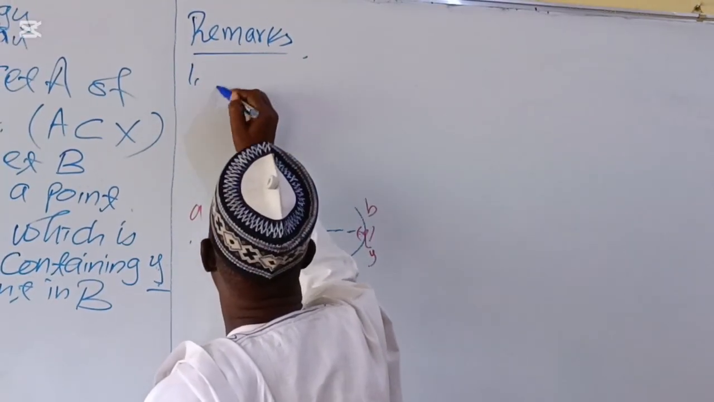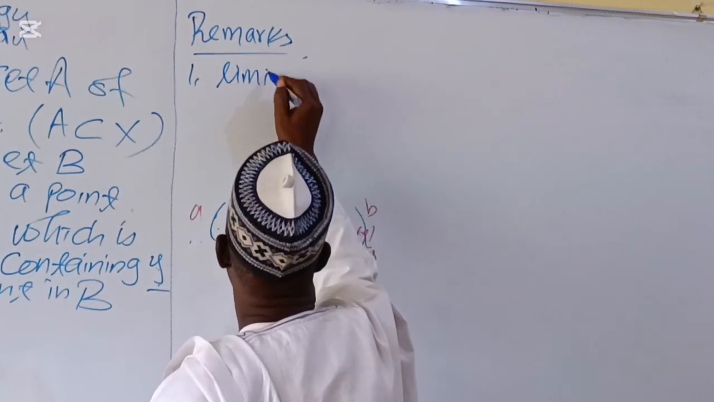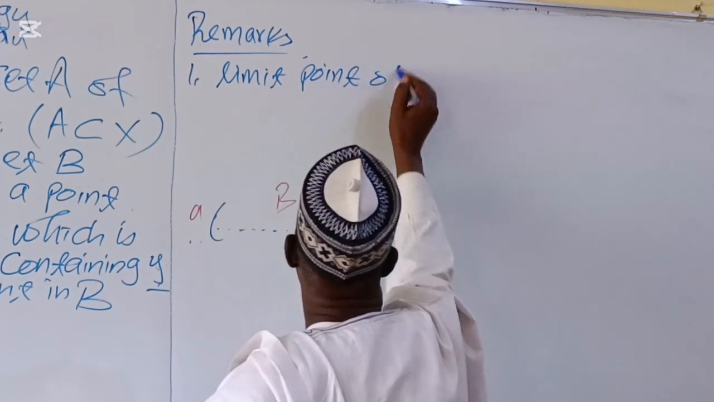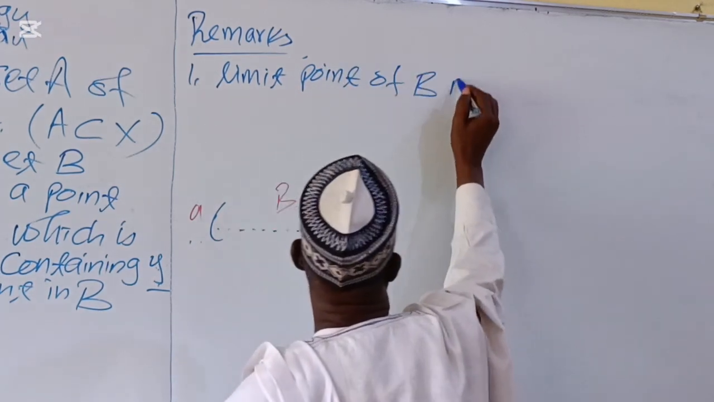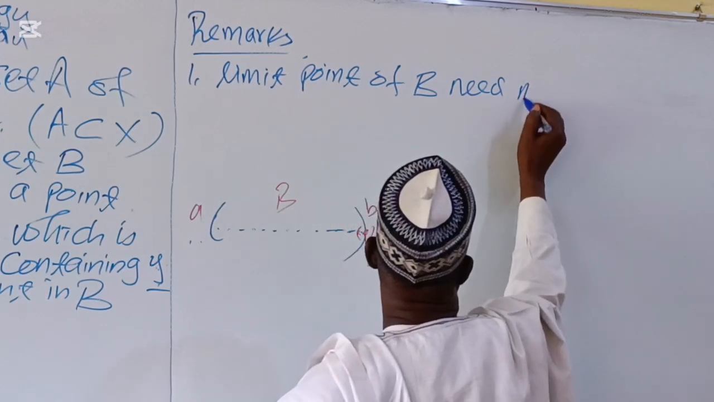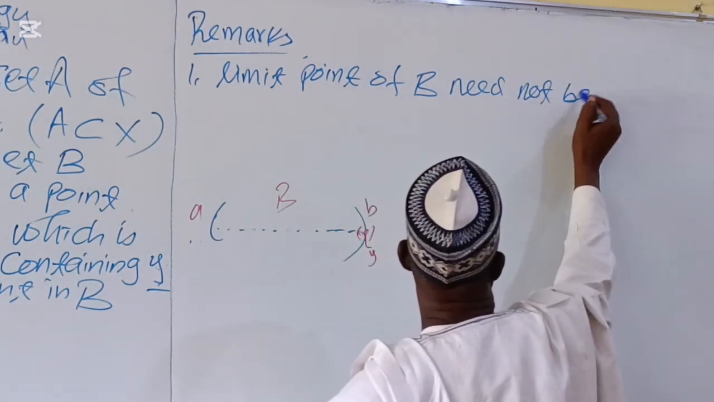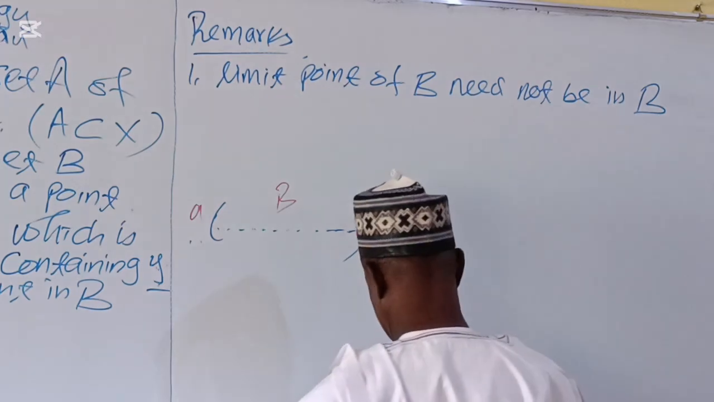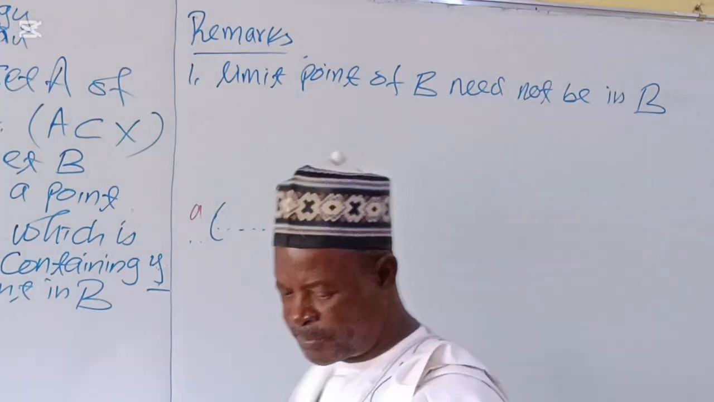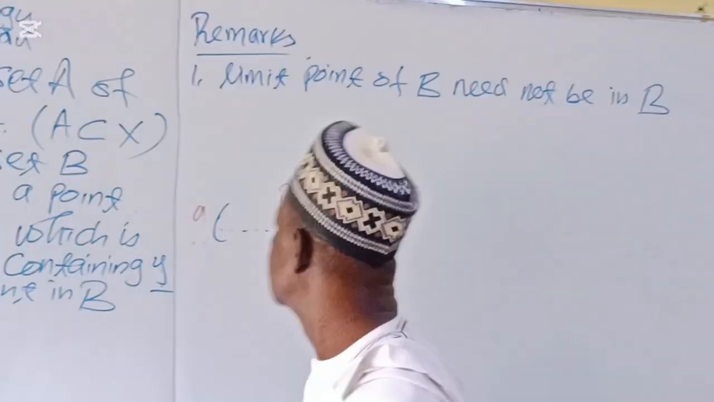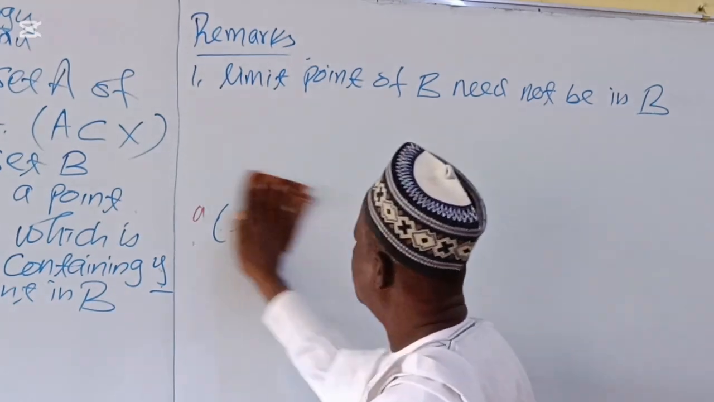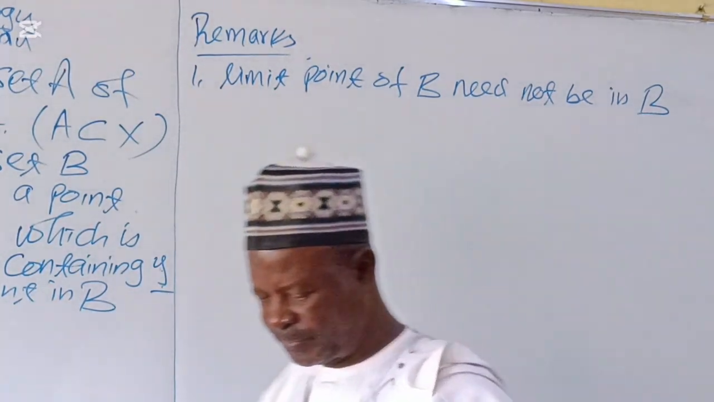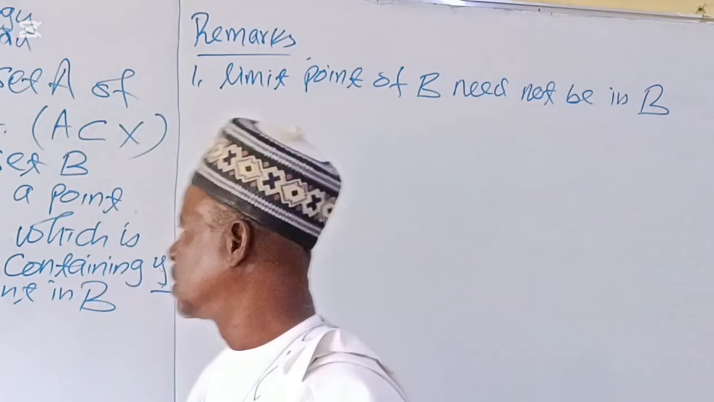My remark number one is the limit point of this set B need not be in B. So it's not necessary that the limit point of B is actually a member of the set B itself. Okay?